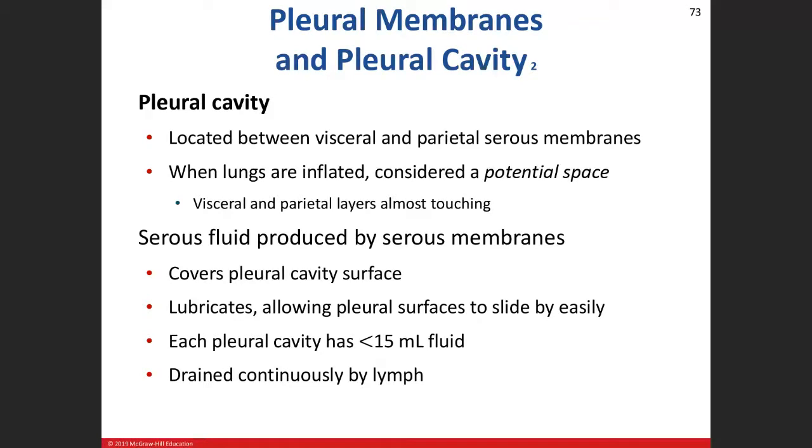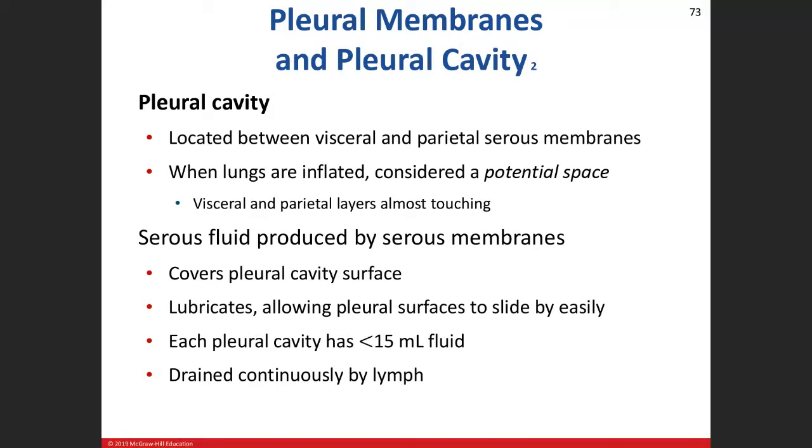And it's usually filled with fluid. Not totally filled, but there's fluid in there. And its job is to provide lubrication. So when you're breathing in and out, inhaling, exhaling, when the lungs expand and contract, that's going to create friction. Well, that serous fluid reduces the friction.